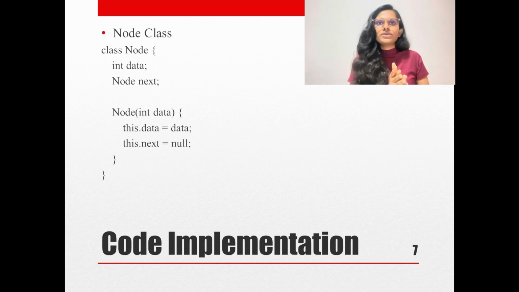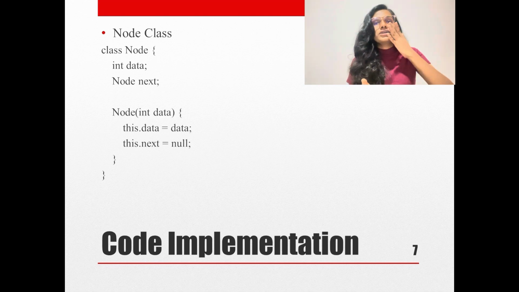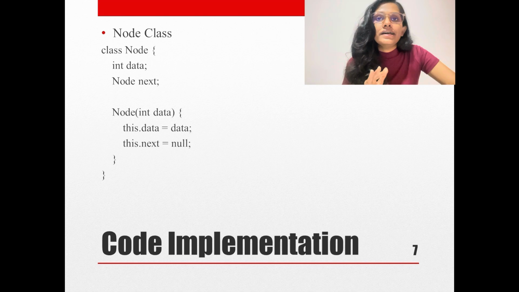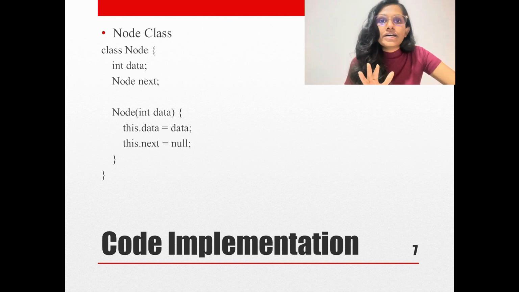So let's first start with the node class. The first step is to define the node class. Every node represents one element in our queue and it stores two pieces of information: the data itself and the link to the next node.